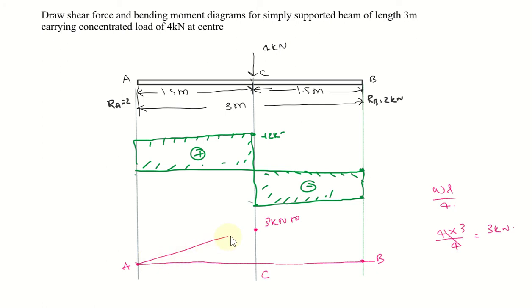So join them with a straight line. So this is the positive triangular bending moment. That's it. This is the bending moment diagram and this is the shear force diagram.